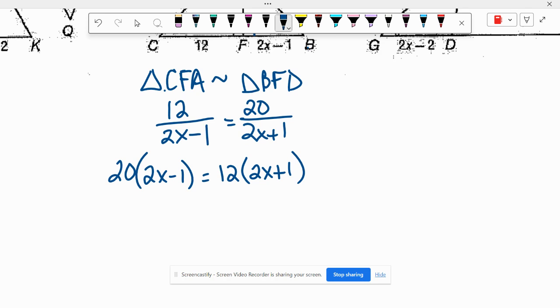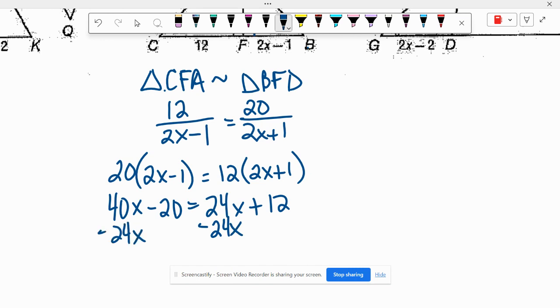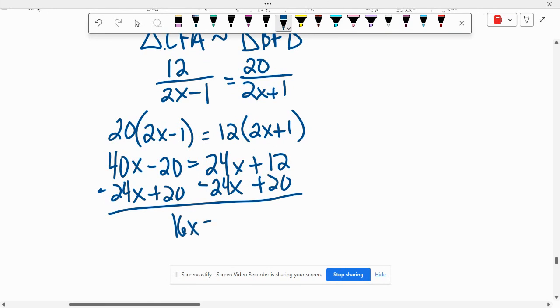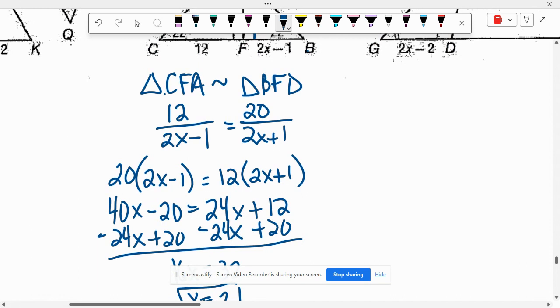Distribute. So I have 40x minus 20 equals 24x plus 12. So now what am I going to do? Subtract 24x and add 20. So 16x equals 32, which means x equals 2. All right, so x is 2. We have to figure out those missing sides.